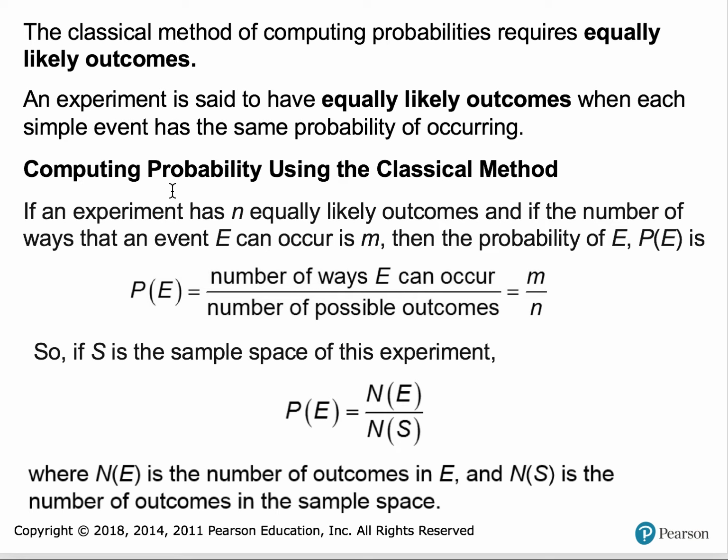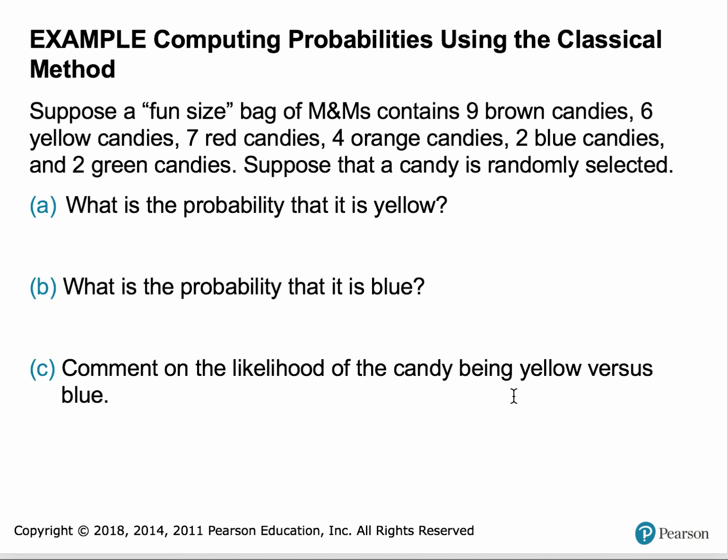Okay, so computing probability using the classical method, and it's just like the experimental method, right? It's the number of ways your event can occur divided by the number of possible outcomes. Let's look at an example.